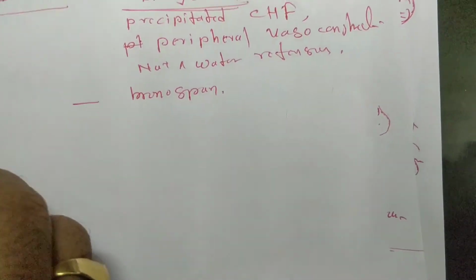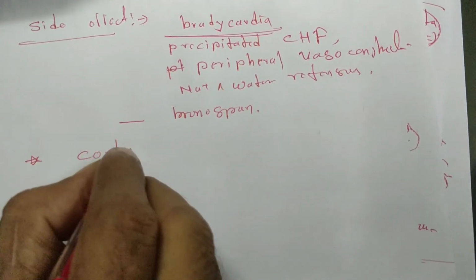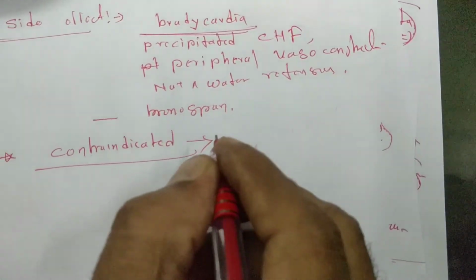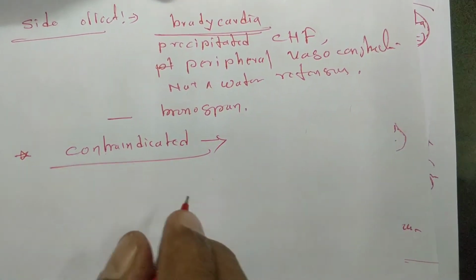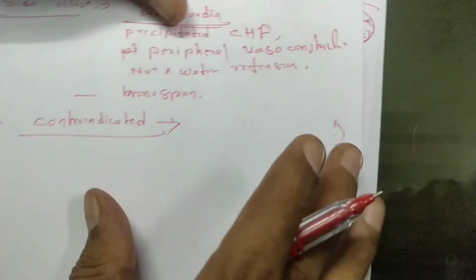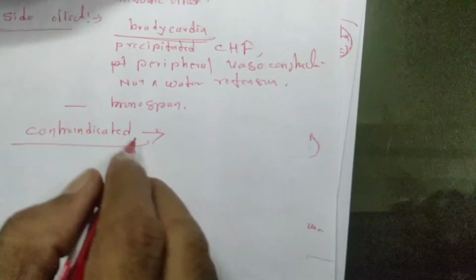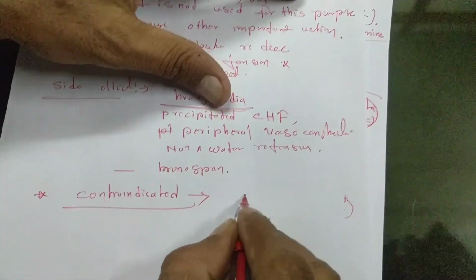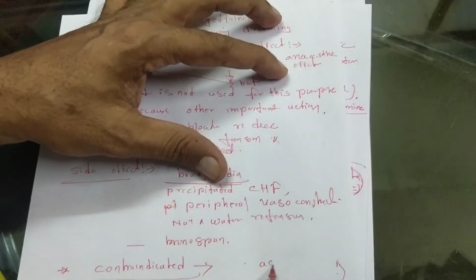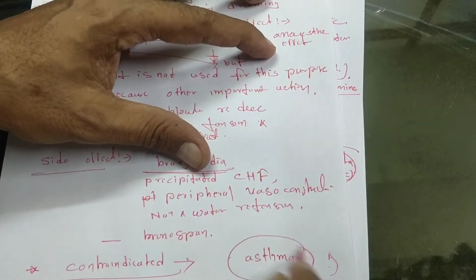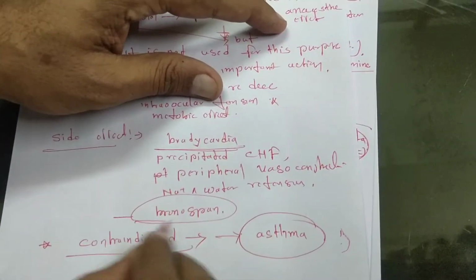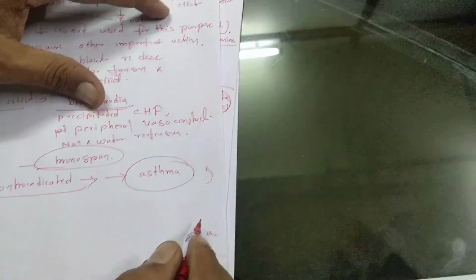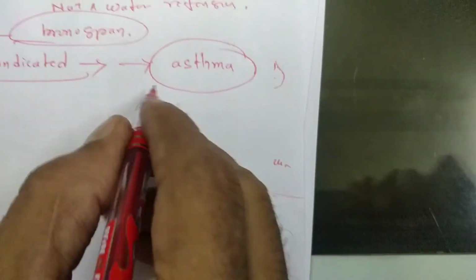Another most important thing, it is contraindicated. Contraindicated means this drug should not be used for such a disease, as the patient may have more trouble. Propranolol is not used in asthmatic patients. It is contraindicated in asthma, because bronchospasm and difficulty in breathing occur.